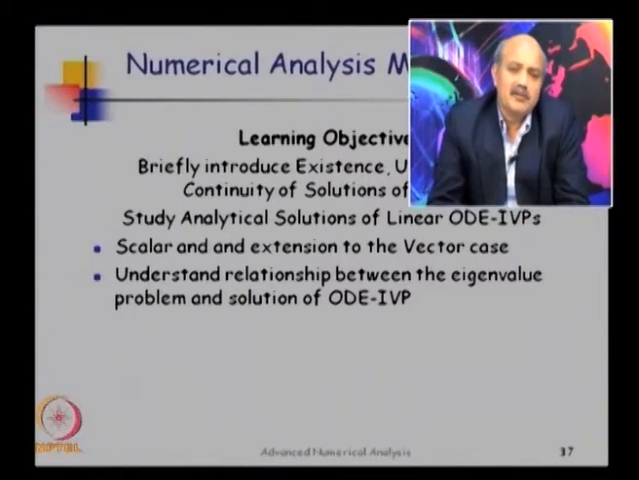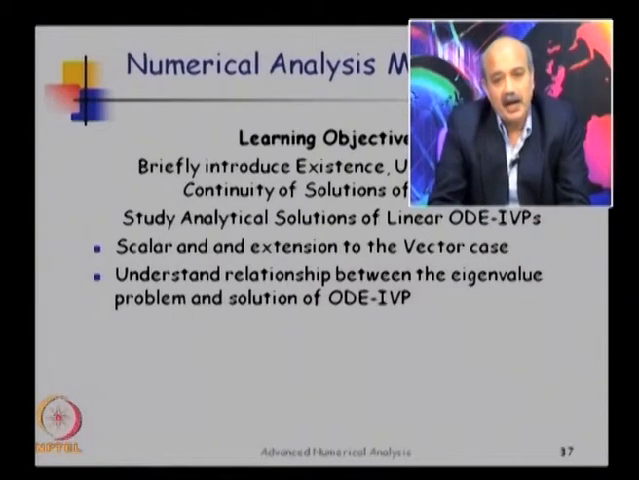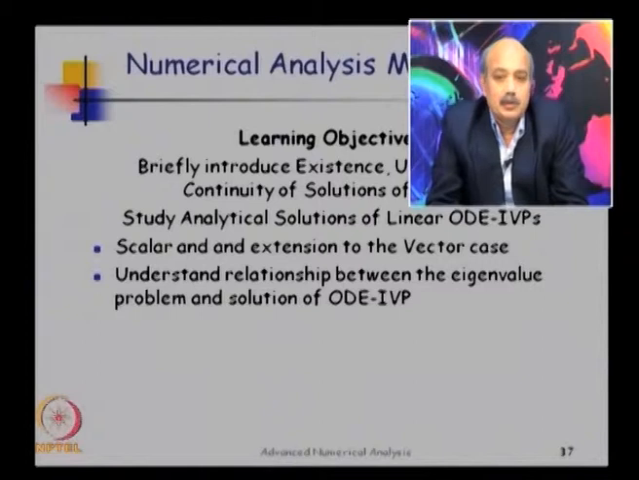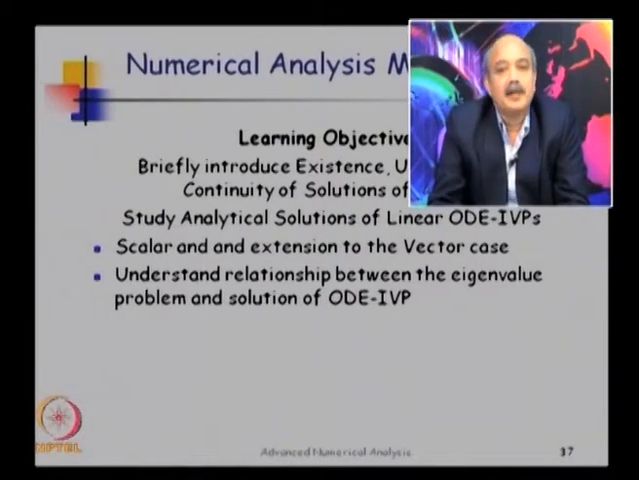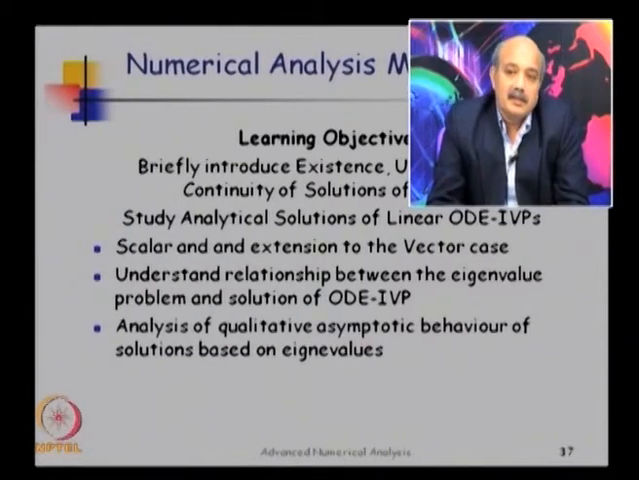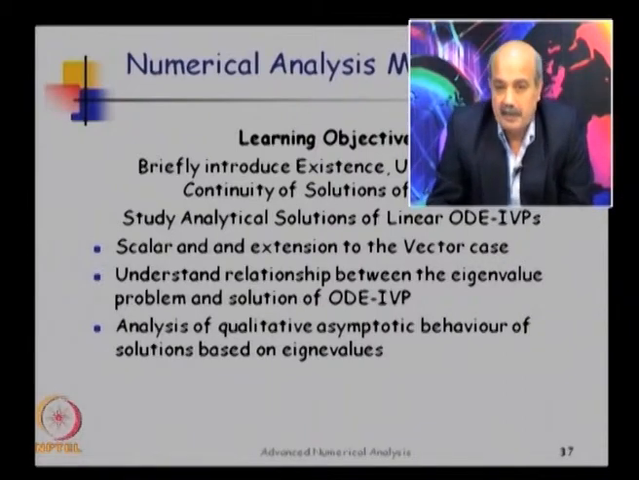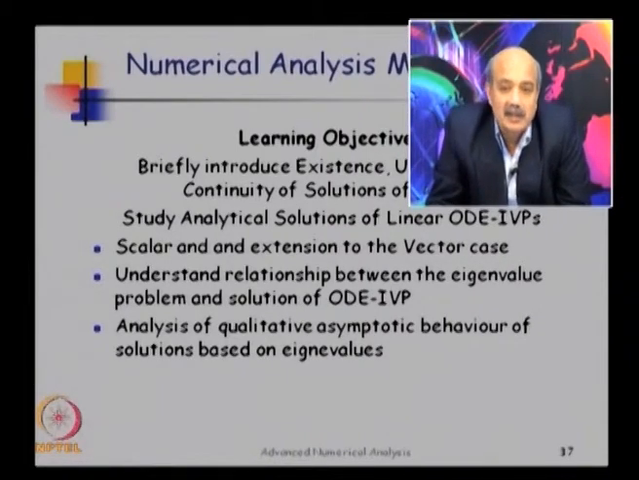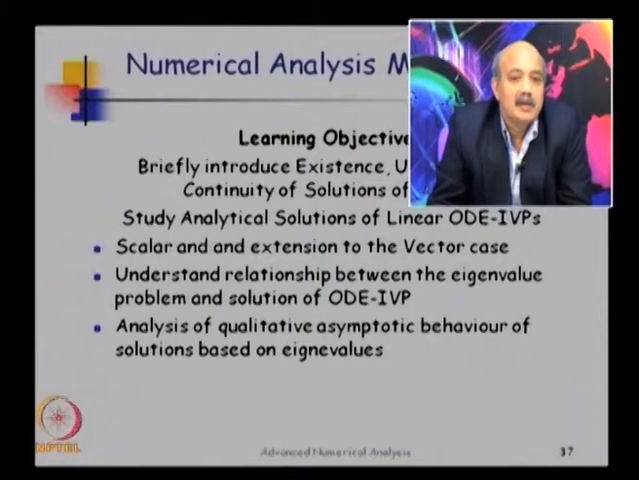So what are these kind of equations? I am going to look at dx/dt = Ax where A is a matrix, and then I want to understand the relationship between the eigenvalues of matrix A and the analytical solution of this differential equation dx/dt = Ax. Then by actually looking at the eigenvalues of this matrix, I can qualitatively tell how the solution is going to behave asymptotically as time goes to infinity.